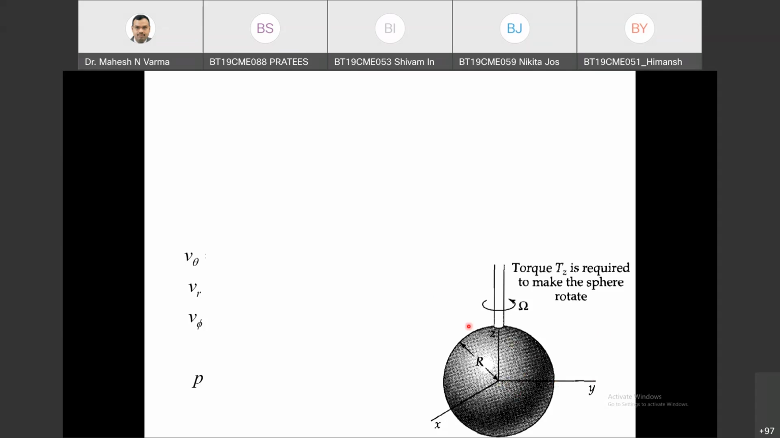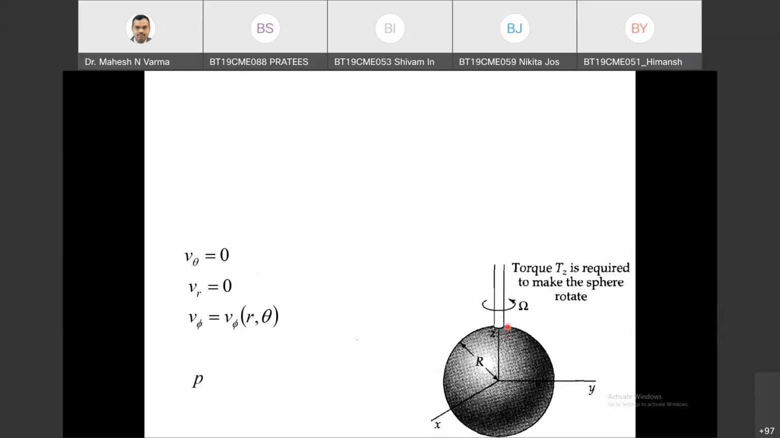So this is the problem. Spherical coordinate system. V theta equals 0, Vr equals 0, and V phi is a function of r and theta. V phi is not a function of phi because the problem is symmetric around phi. The problem is not symmetric around theta. Hence, V phi is a function of theta.